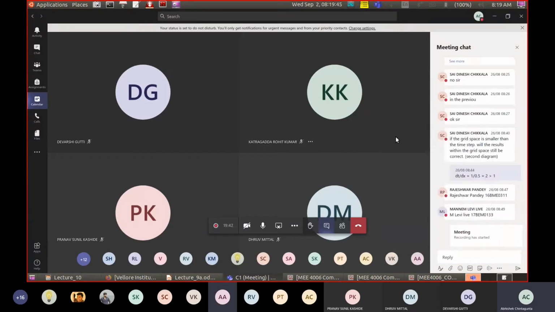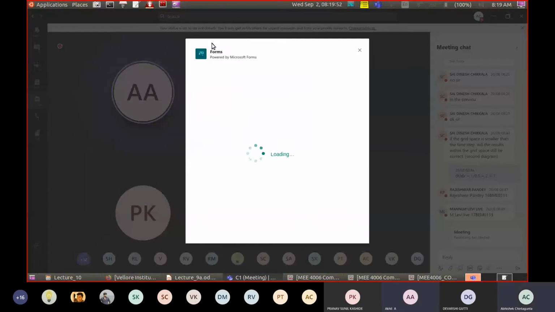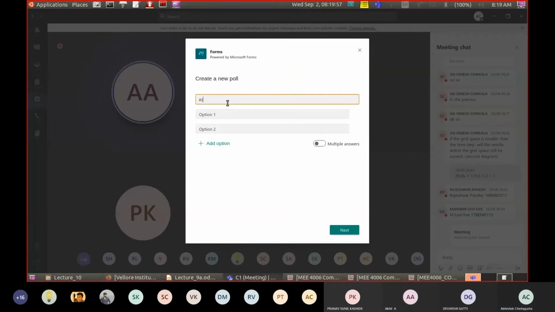Sir, for the lab experiment, what should we write for the result and inference part? Is there any particular theory we need to write or something like that? Yeah, I wanted to show it to you guys today. A sample lab manual.